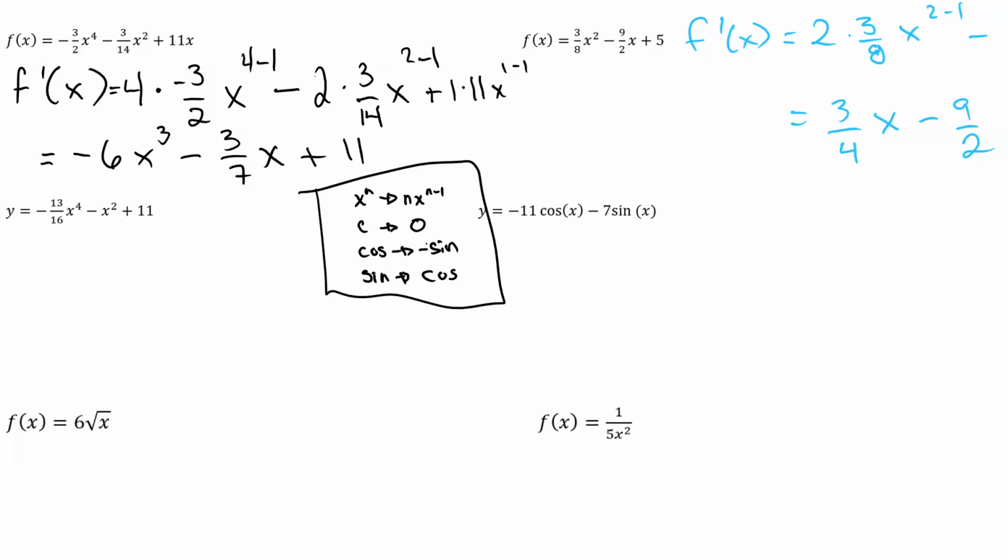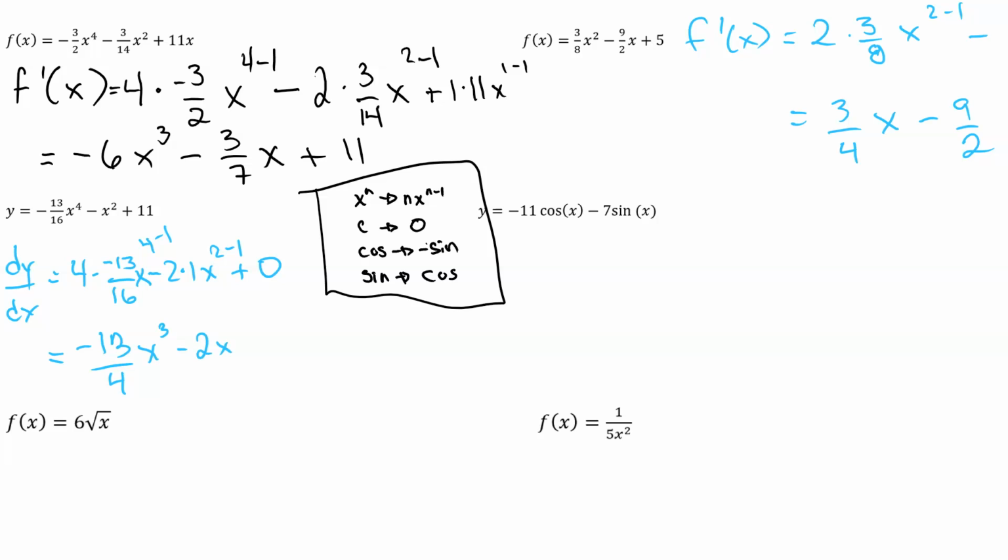Then we're looking over here. We've pulled down our exponent. So we've got 4 times negative 13 over 16 minus 2 times 1 x to the 2 minus 1. Derivative of the constant 11 is just 0. So 4 and 16 is going to reduce to 4, so we've got negative 13 fourths. Whoops. X to the fourth. X to the third minus 2x as our derivative.